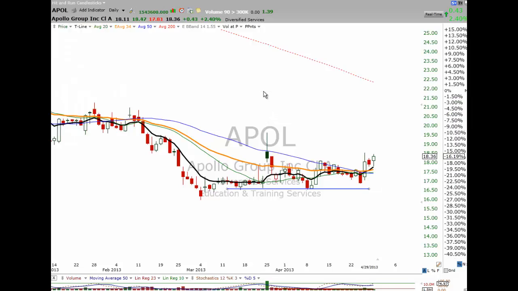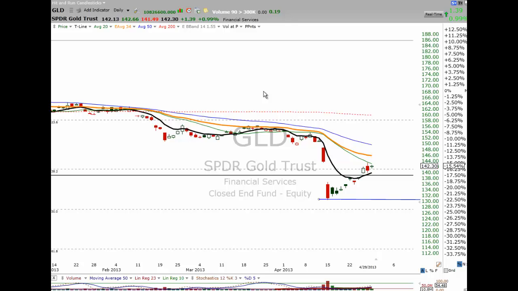The other one we want to look at is GLD. We started talking about this a week or so ago, basically on this last gap to the downside. And we talked about this in the live trading room, where these two gaps down on heavy volume are probably an exhaustion gap, and we're very likely to see a little bounce up. Well, that's just exactly what happened.